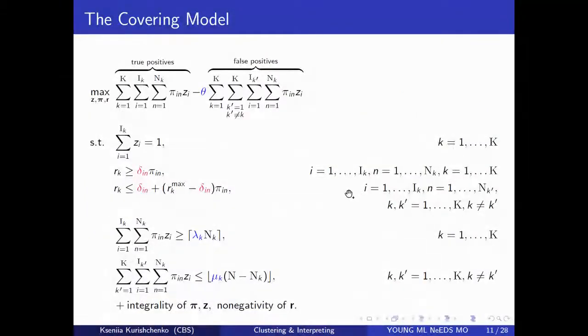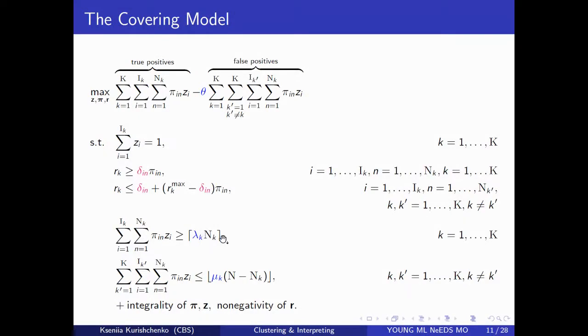Okay, here's the covering model formulation. In our objective function, as I told you, we maximize the total number of true positive cases and we minimize the total number of false positive cases, weighted by theta. Also, we have one prototype per cluster, some constraints for choosing the radius, and these two important constraints, which tell us that we can control true positive cases and false positive cases in each cluster.